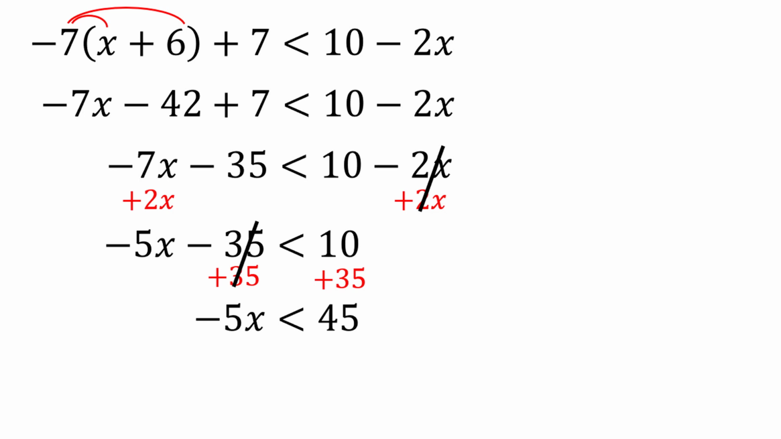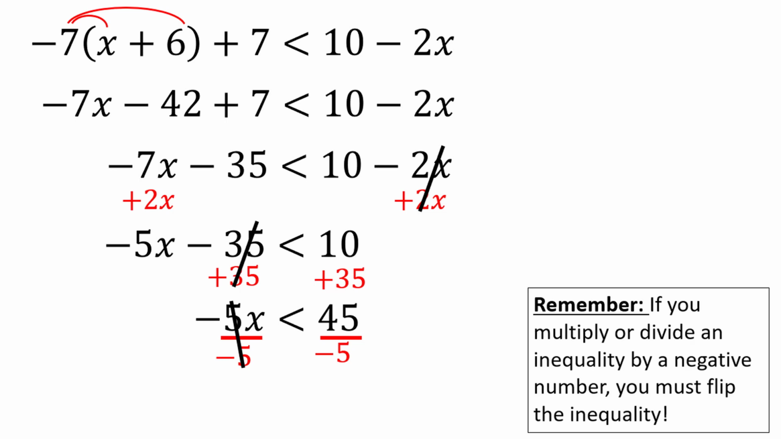Now notice that we have a negative sign on our term with x, and we must divide by negative 5 to solve for x, which will cancel the coefficient of negative 5 on the x term. When we divide by a negative in an inequality, that requires us to flip the inequality. In this case, we will have x is not less than, but greater than negative 9, which is our final answer. Any values of x that are larger than negative 9 will satisfy this linear inequality.